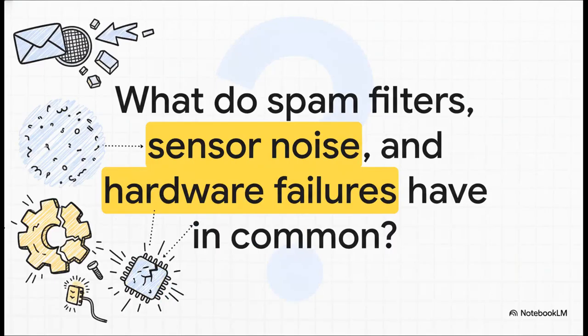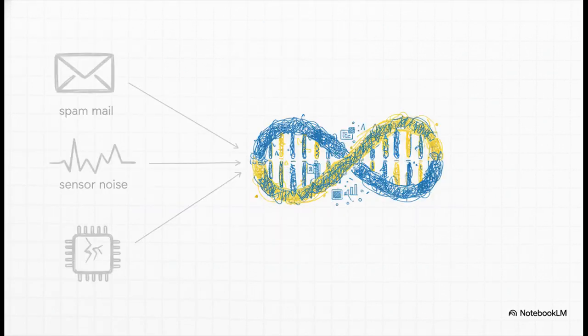All right, let's just jump right in with a question for you. What on earth could possibly connect these three things? A spam filter doing its thing, the random static a sensor picks up, and the exact moment a piece of hardware decides to give up. I mean, they seem totally random and unrelated, right? Well, believe it or not, they're all marching to the beat of the same hidden mathematical drum.